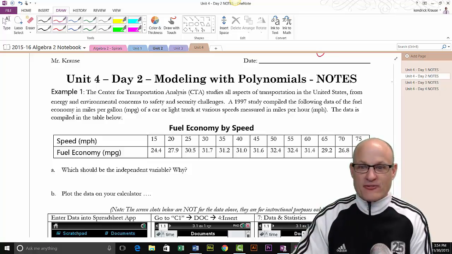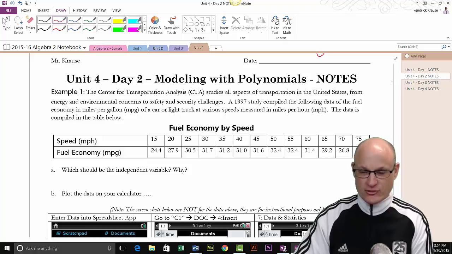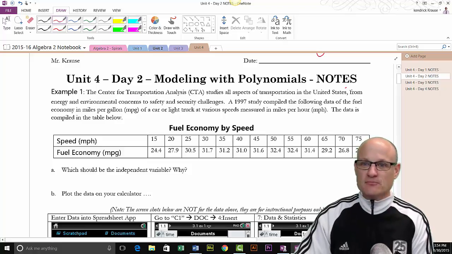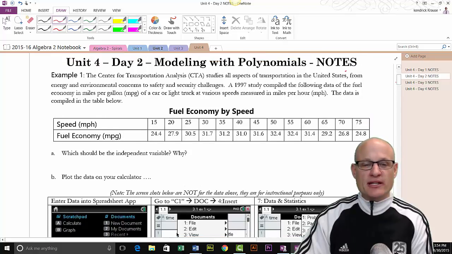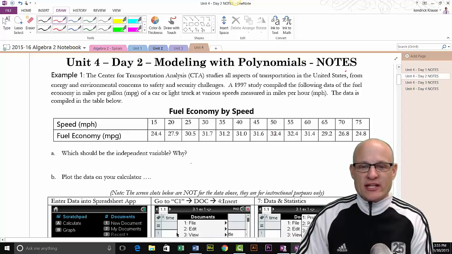They compiled the following data on fuel economy, in miles per gallon of a car or light truck, at various speeds measured in miles per hour. The data is compiled below. So, what should be the independent variable and why? All right, so independent variable. What is the independent variable?